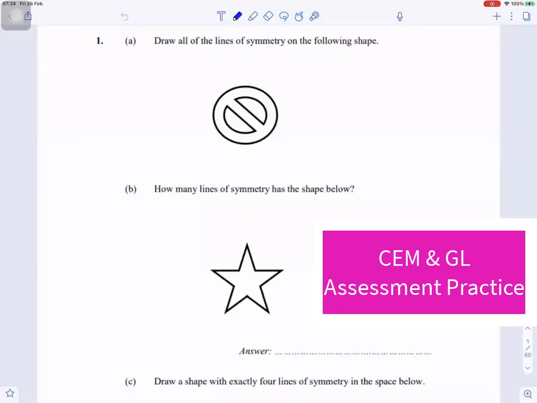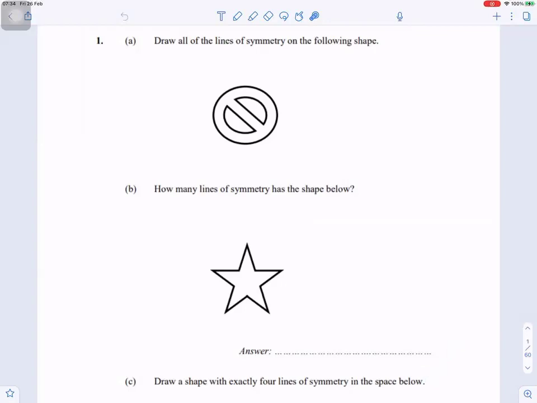Draw all the lines of symmetry on the following shape. Part B, how many lines of symmetry has the shape below? And part C, draw a shape with exactly 4 lines of symmetry in the space below.